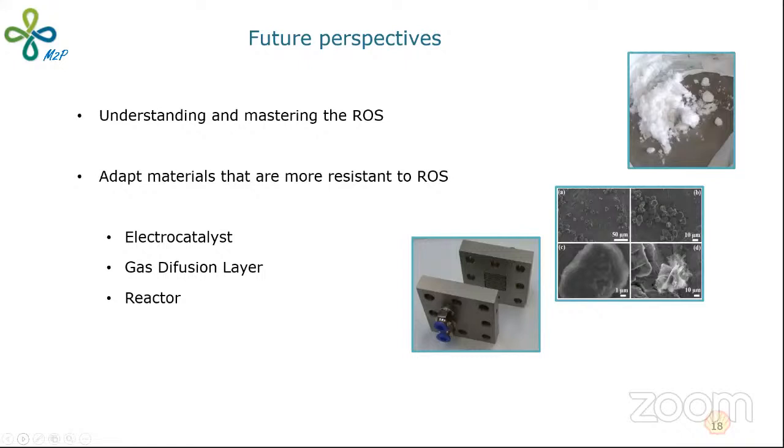Our future perspectives are to have mastery over reactive oxygen species and radicals, and the study and adaptation for the complete replacement of carbon in the materials that make up the reactor is in progress. It's necessary to adapt materials that are more resistant to this species to increase selectivity and decrease wear of the reactors, since carbon has great affinity with it. Therefore, it's important to replace these materials.